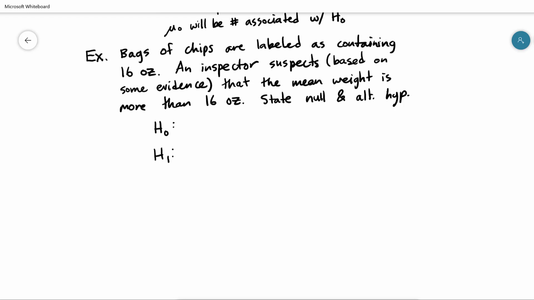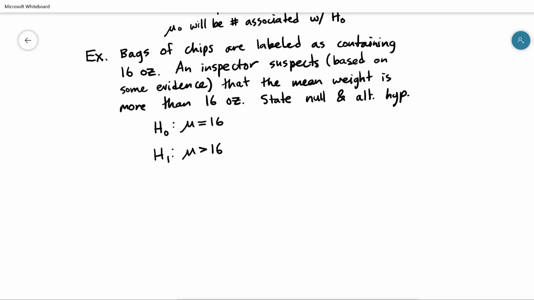The null hypothesis is always going to be: no, he's wrong. There is no difference between what's claimed and what is actually seen. So in this case, it will be that mu is equal to 16 ounces. And the alternate hypothesis is always going to be the thing that is supported by whatever evidence is given. So in this case, the inspector thinks that the mean weight is actually more than 16 ounces. So the alternate hypothesis is that mu would be greater than 16.